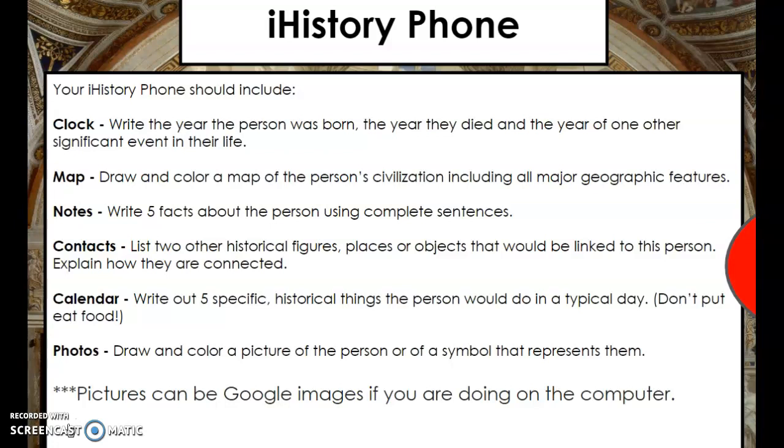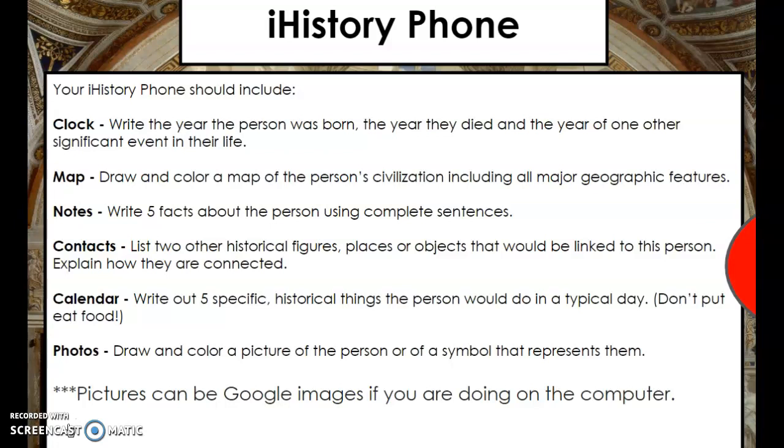Map: draw and color a map of the person's civilization, including all major geographic features. Notes: write 5 facts about the person using complete sentences. Contacts: list 2 other historical figures, places, or objects that would be linked to this person. Explain how they are connected.